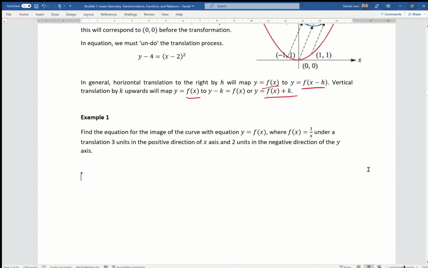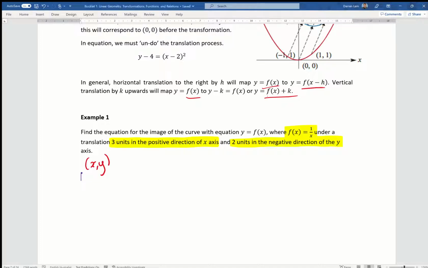Let's get started with an example. I'm going to first show you the mapping way, and then I'll show you my way. Again, they're both valid. Of course, we want to start with (x, y). Then let's read the question. Find the equation for the image of the curve. It says image, so we're trying to find the new equation. With the equation y equals f of x, where f of x equals 1 over x, under a translation of 3 units in the positive direction of the x-axis and 2 units in the negative direction of the y-axis.